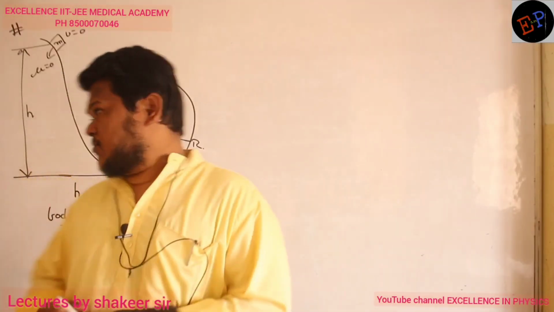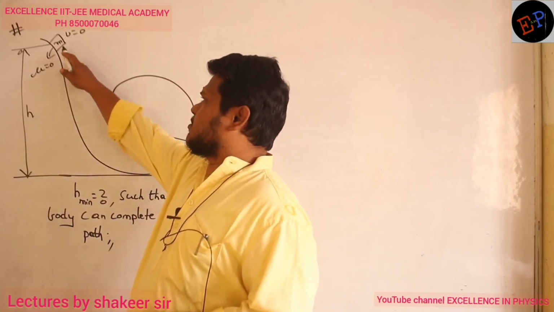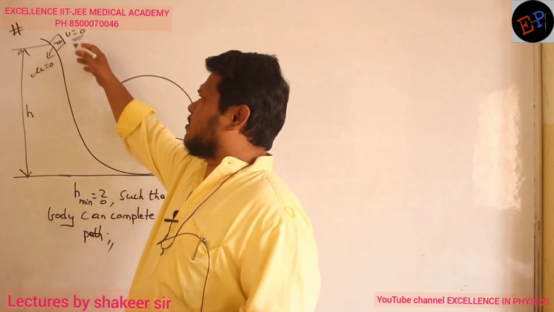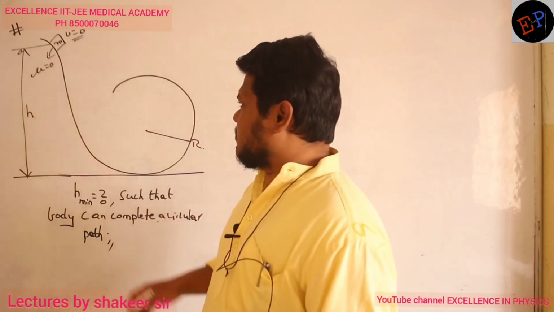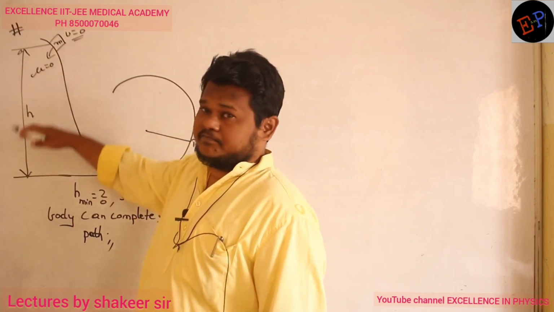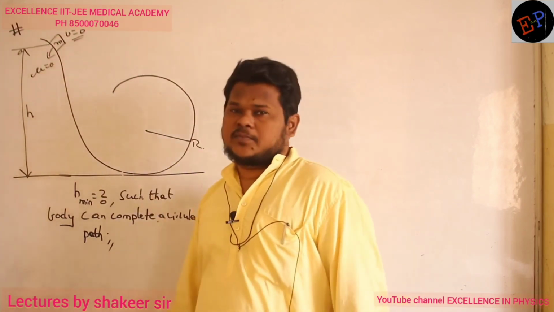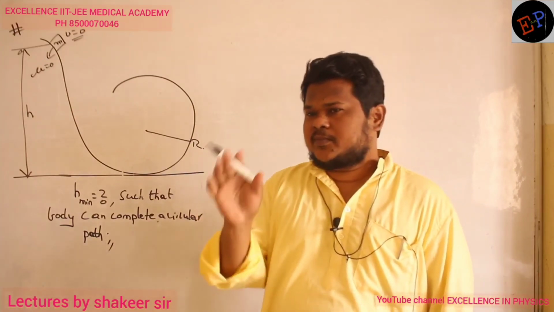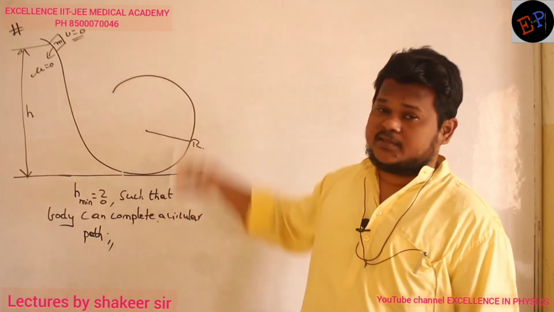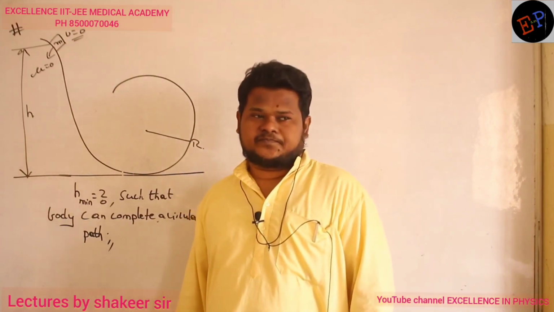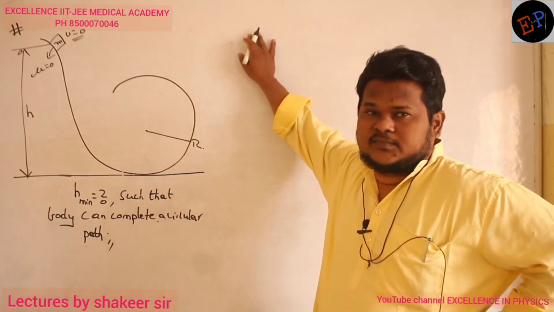The question is that this is a circular path, clear? So here there is a body of mass m which is released with initial velocity 0. We are releasing the body from here and there is no friction. So the question is, what is the minimum height from which I have to release this body such that the body can just complete a circular path? Clear now? Can you say how I can solve this? Tell me how to do it.